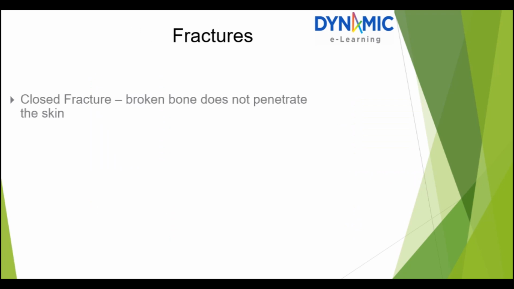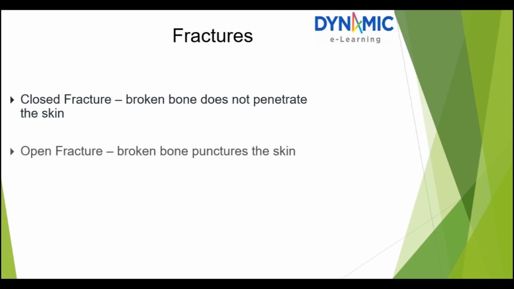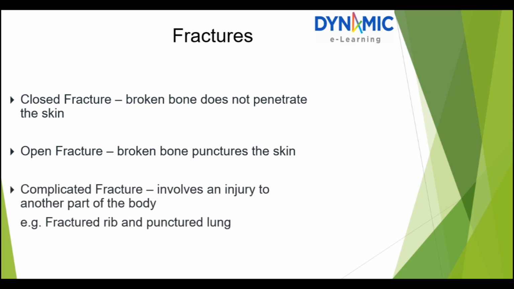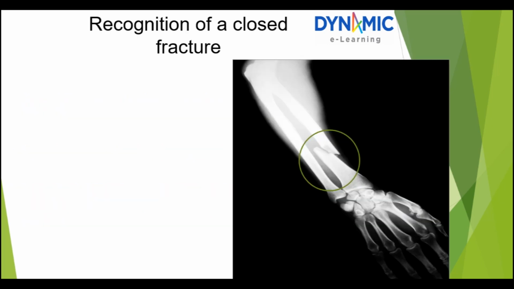Fractures. A closed fracture, the broken bone does not penetrate the skin. An open fracture, the broken bone punctures the skin, and a complicated fracture involves an injury to another part of the body, for example a fractured rib and a punctured lung.